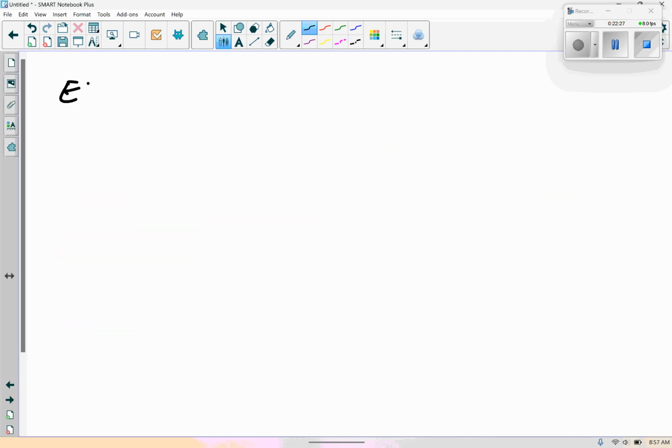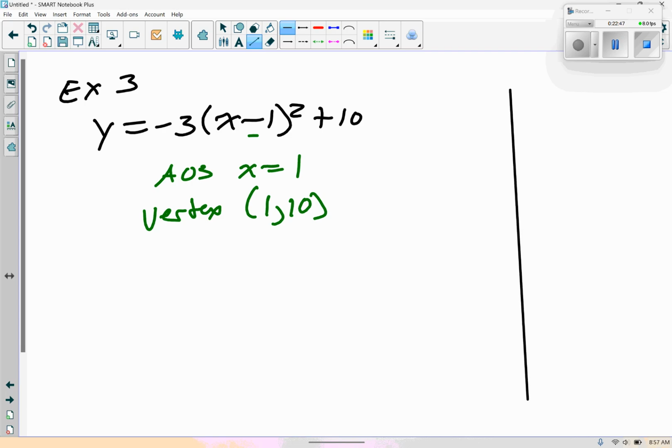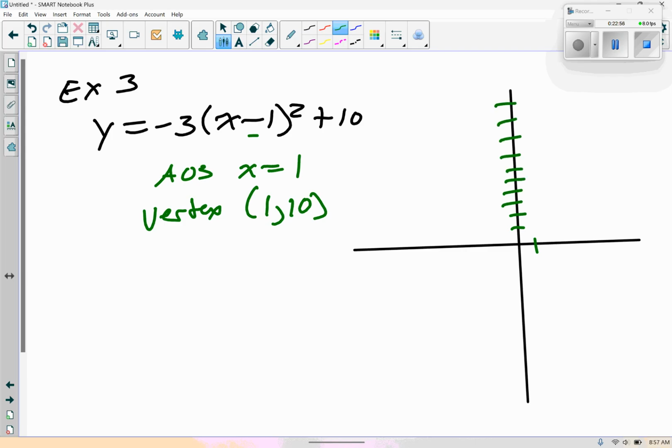Example 3, y equals negative 3(x minus 1) quantity squared plus 10. So my axis of symmetry, AOS, is x equals the opposite of that, 1. And then my vertex is going to be (1, 10). Let's draw in our xy axes. So I get to (1, 10), 3, 4, 5, 6, 7, 8, 9, 10. Our a value is that negative 3, right? So our 1, 3, 5 pattern graph is going to be negative 3, negative 9, negative 15.